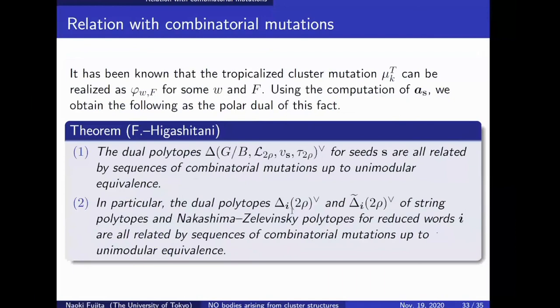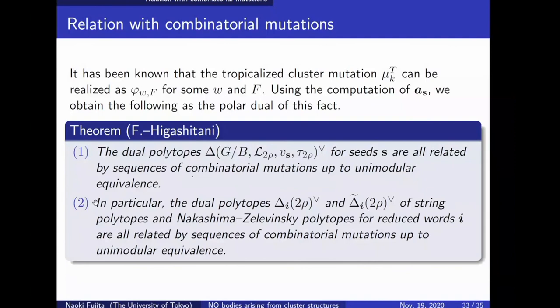So I think it has been well known to experts that the tropical cluster mutation which appeared above can be realized as phi_{W,F} if we take W and F appropriately. Now, by using the previous computation of the interior lattice point, we can consider the polar dual of this relation between mu_k^t and phi_{W,F}. As a consequence, I and Higashitani proved that the dual polytopes of the Newton-Okounkov bodies associated with V_S are related by combinatorial mutations up to unimodular equivalence.